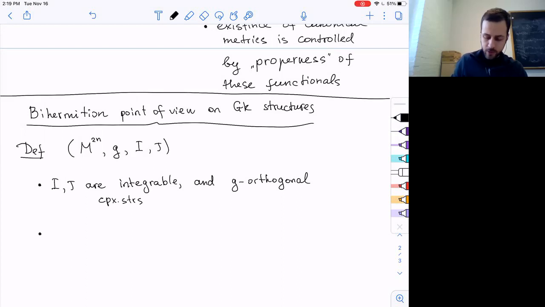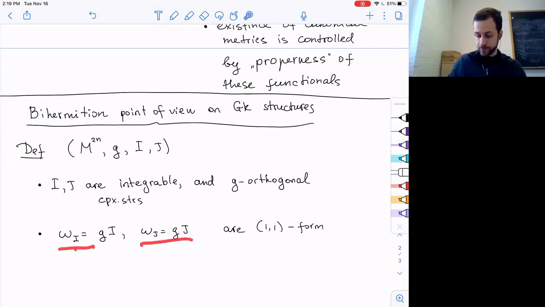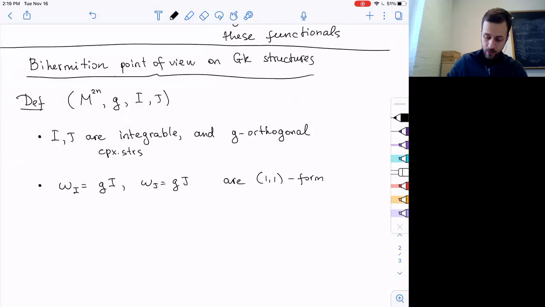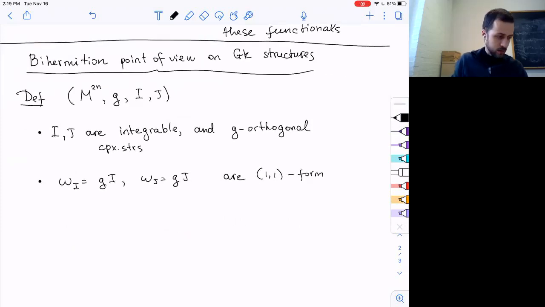From these two, you can form (1,1)-forms. So omega I is the one you get if you plug I into your metric, and omega J is the one you get if you plug in J into your metric. These are the fundamental (1,1)-forms, of holomorphic type with respect to I or J. And they satisfy the following assumptions.